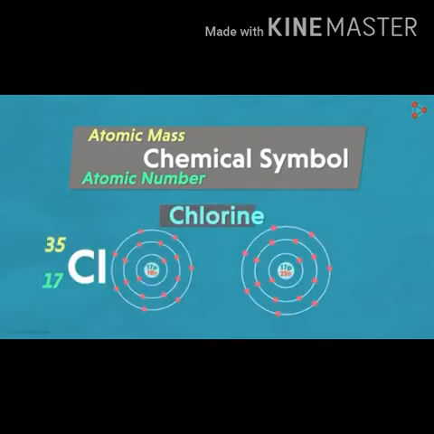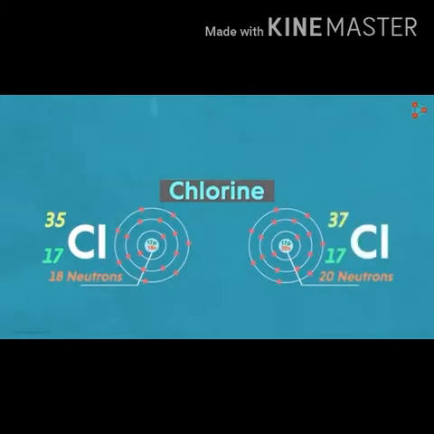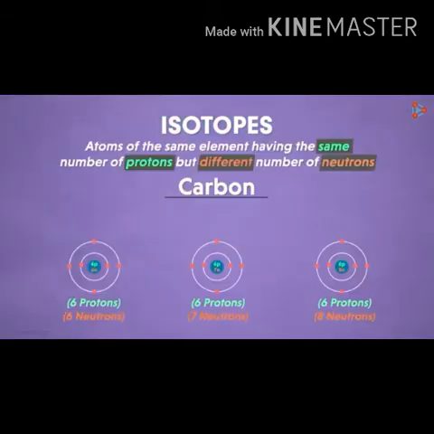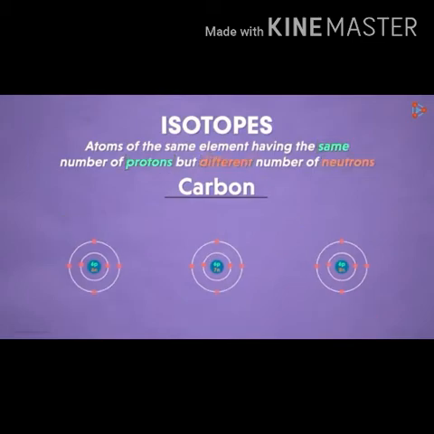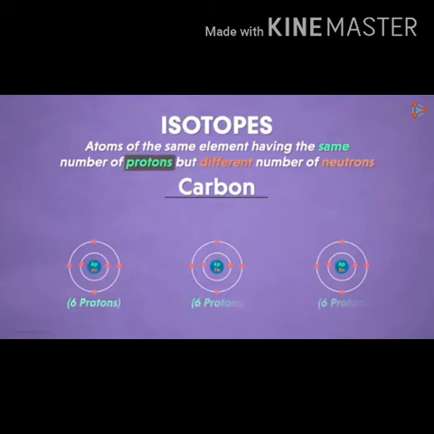But some elements in nature have atoms with the same atomic number but different mass number. Such atoms of the same element having different mass numbers are called isotopes. For example, carbon has 3 isotopes, namely C-12, C-13 and C-14. The mass number of an isotope is also represented by another method as shown in the picture. The isotopes have the same proton number but different neutron number, and that's why their atomic number is the same but their mass number is different.